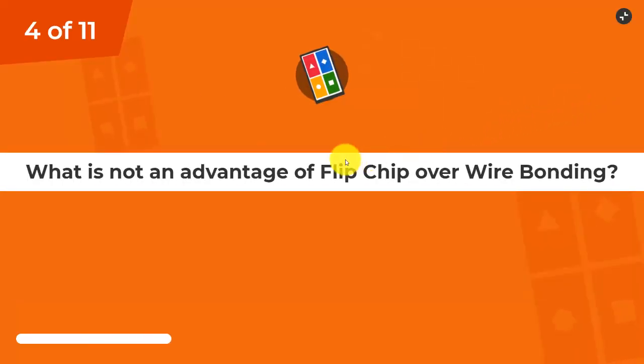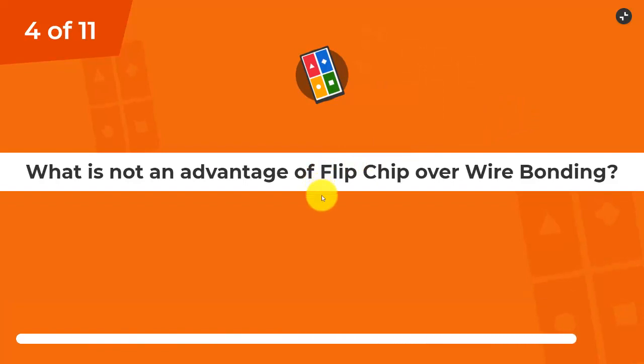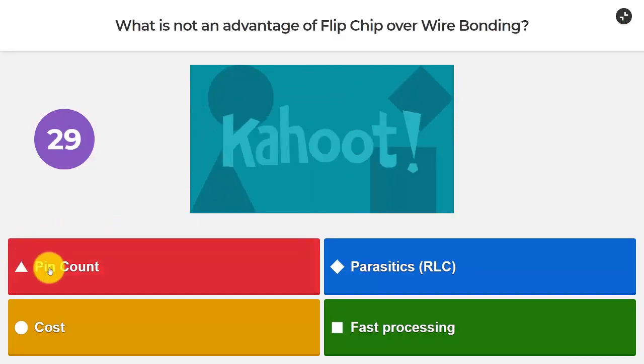Question number 4. What is not an advantage of flip chip over wire bonding? Pin count, parasitics, RLNC, cost, or fast processing? Well, it must be cost.